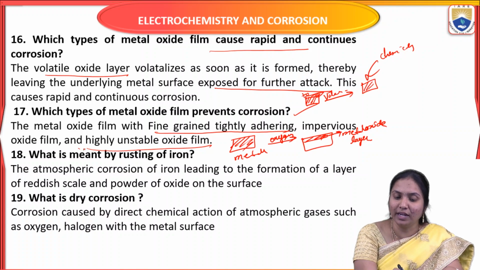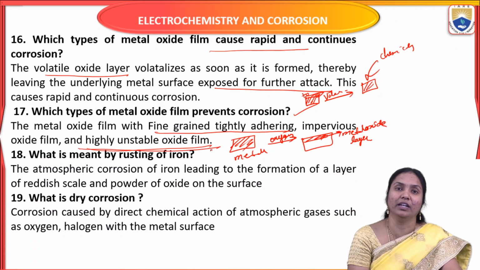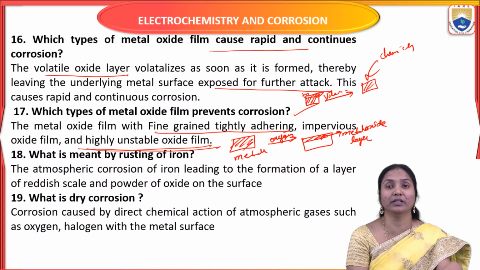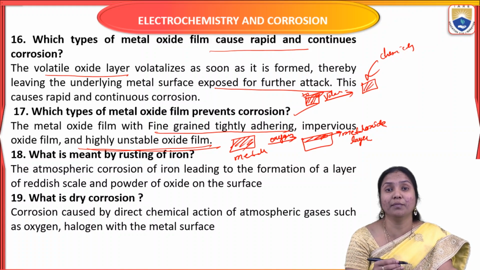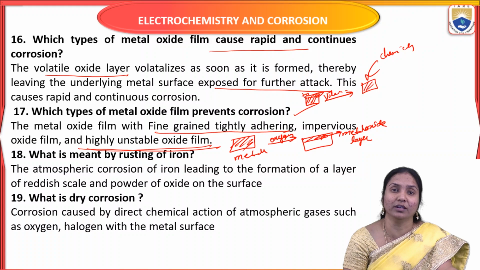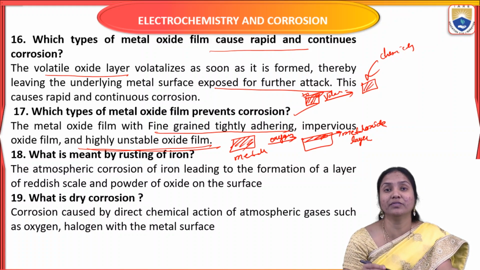And also a highly unstable oxide film. In this case also it prevents corrosion. That means noble metals, which form this type of metal oxide layer, are also prevented from corrosion.